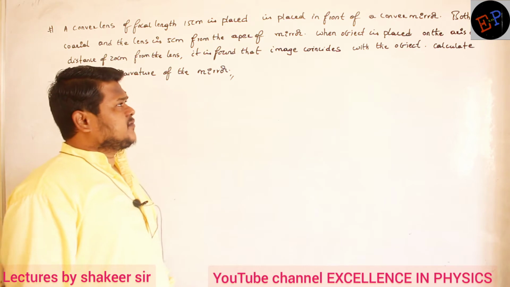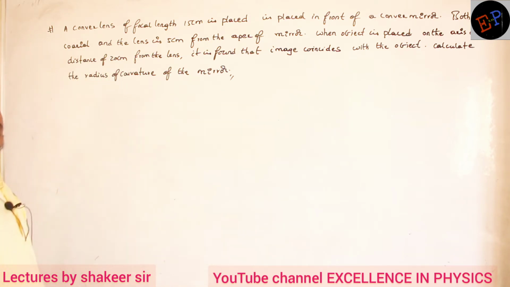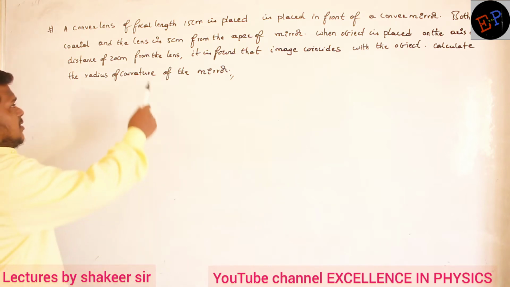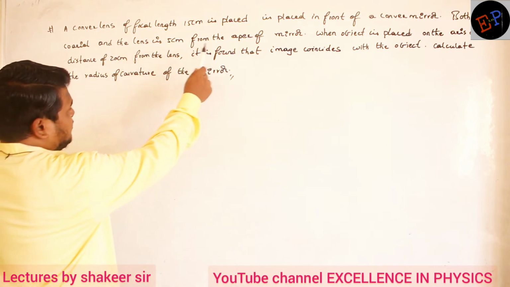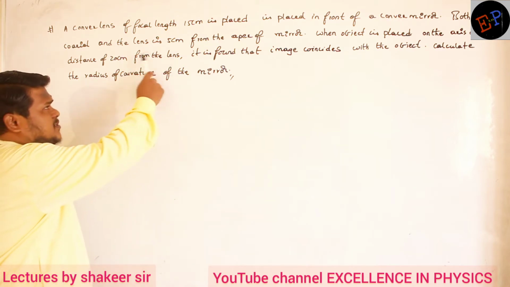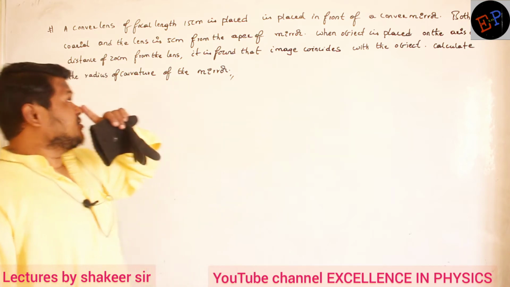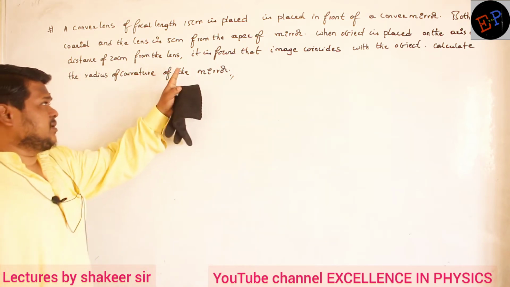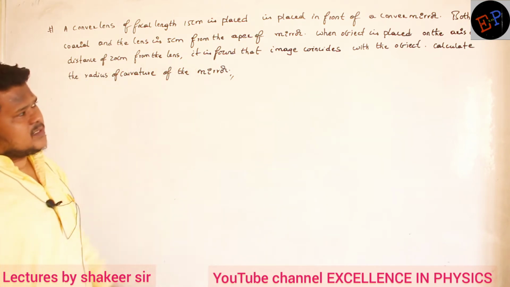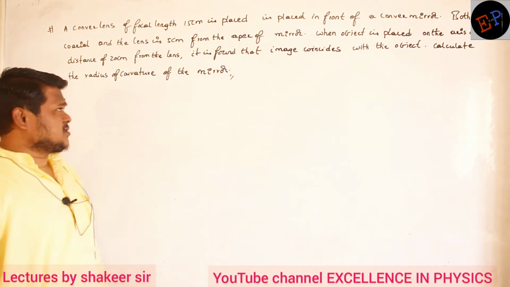So there is a convex lens whose focal length is 15 centimeter, and it is placed in front of a convex mirror. Both are coaxial, which means they are present on the same axis, and the lens is 5 centimeter from the apex of the mirror. It means on the front side of the mirror, the lens is present at a distance of 5 centimeter. When an object is placed on the axis at a distance of 20 centimeter from the lens, it is found that the image coincides with the object. So calculate the radius of curvature of the mirror.